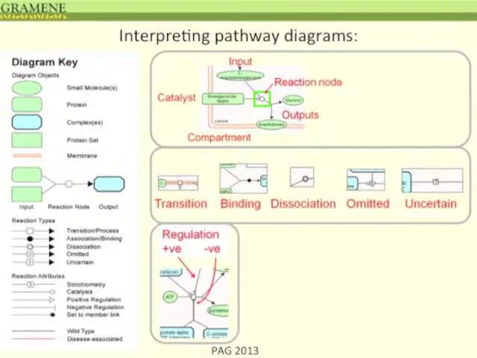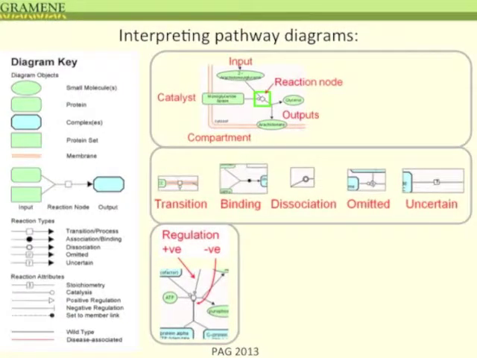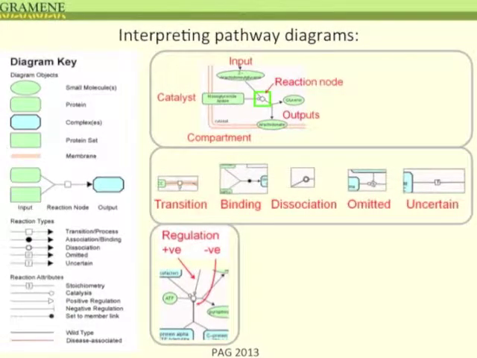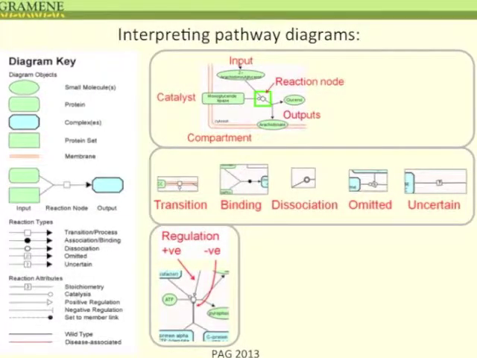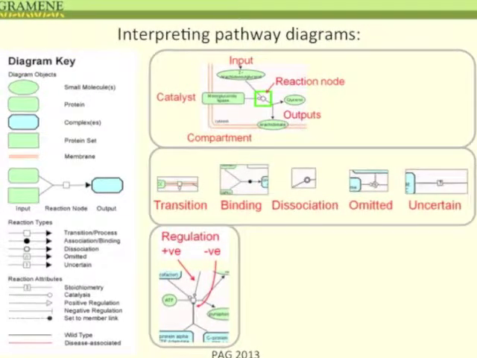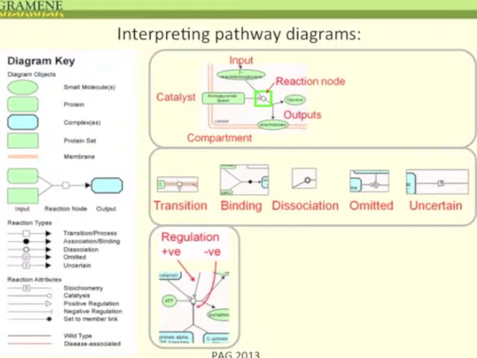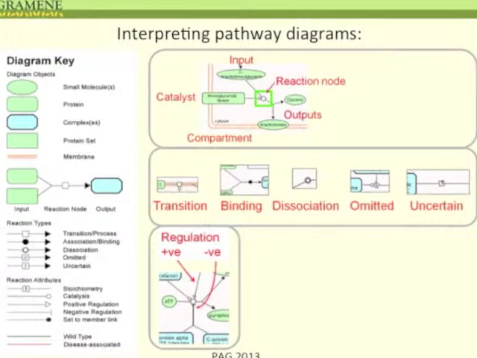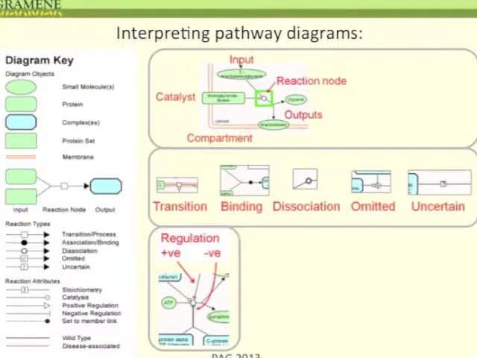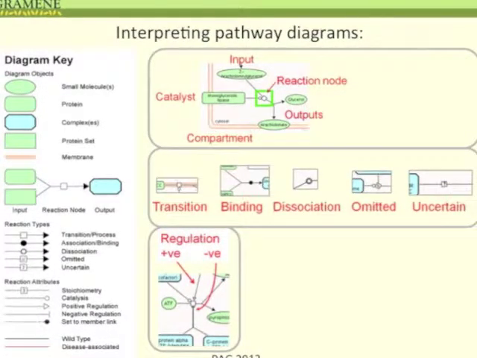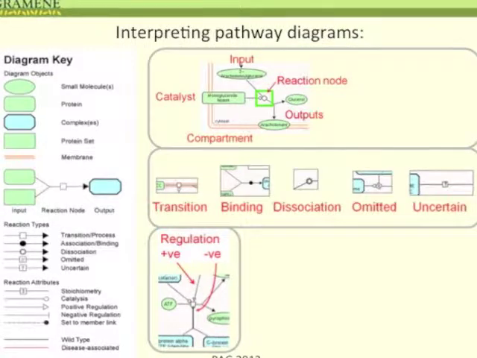Reactions in Reactome are typically depicted in the standard model of an input or inputs encountering a catalyzing agent and generating outputs as a result. There is also an extensive set of diagram elements to represent small molecules, proteins, complexes, protein sets, and cellular locations. Additionally, there are multiple types of reaction node that allow you to capture state, such as transition, binding, and dissociation.